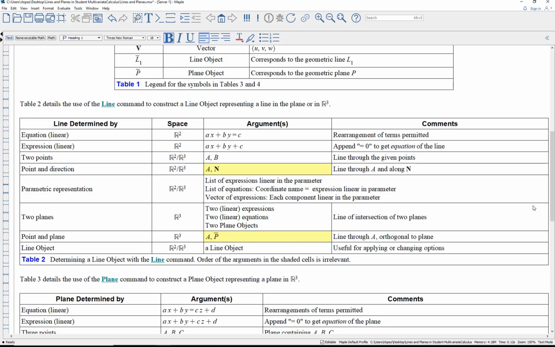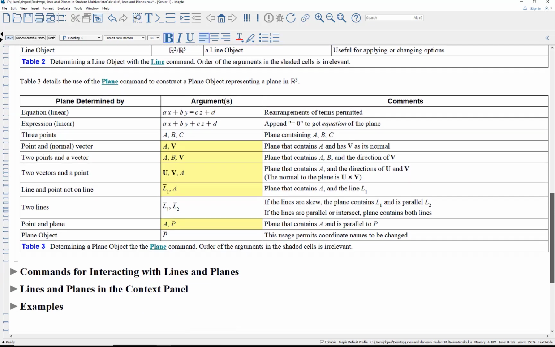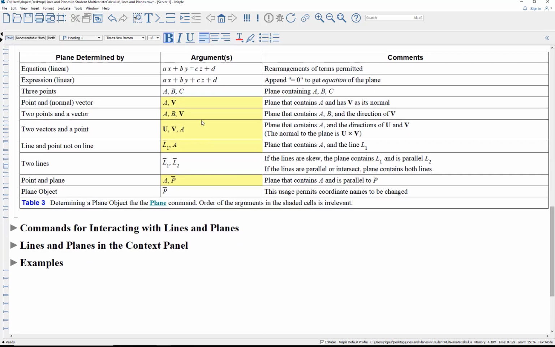Now, likewise, a plane is determined by an equation linear in 3 variables, or an expression which when set equal to 0 would provide the equation of the plane. 3 points determine a plane. A point and a normal vector determine a plane. 2 points and some vector determine a plane. 2 directions, 2 vectors, and a point determine a plane.